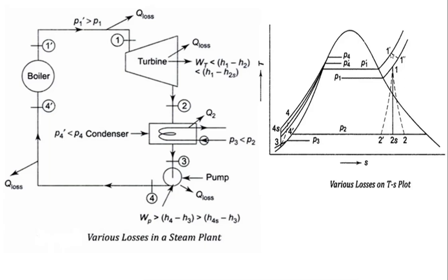So if frictional losses take place, it is going to shift from here to here, 1 dash to 1 double dash. If there are heat losses, then it is going to shift from 1 double dash to 1. So these are the losses generally going to happen in the actual vapor power cycle. I am going to brief it once again. So first one is piping losses.